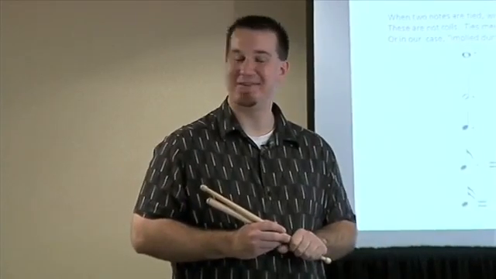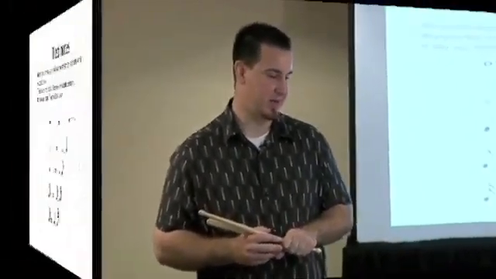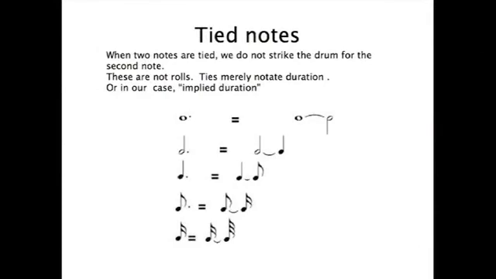Just as a quick aside for you. Okay, tied notes. When 2 notes are tied, we do not strike the drum for the second note, which is a bit different idea than a wind instrument who would continue blowing all the way through both notes as they're tied. Or if you're playing the piano, you would hold the key down to make the sound longer. We don't have that. We have what I call implied duration.